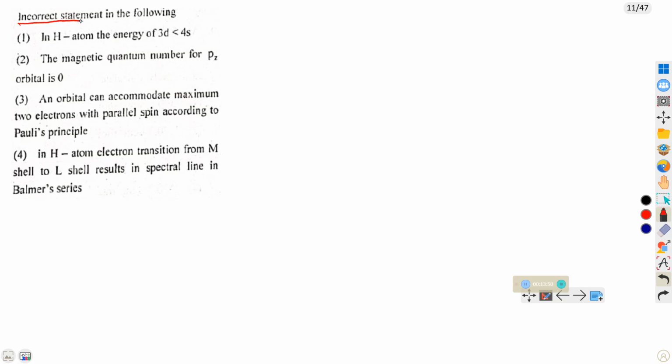Incorrect statement. For a hydrogen atom, 3d less than 4s. This is a correct statement only. For pz orbital, magnetic quantum number value is equal to 0. Correct. Pz orbital magnetic quantum number value 0. Px orbital is considered as plus or minus 1. Py orbital is also plus or minus 1.